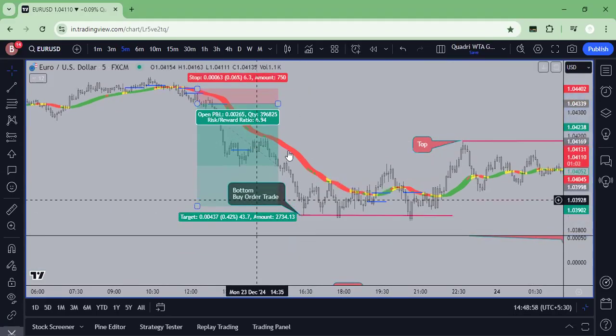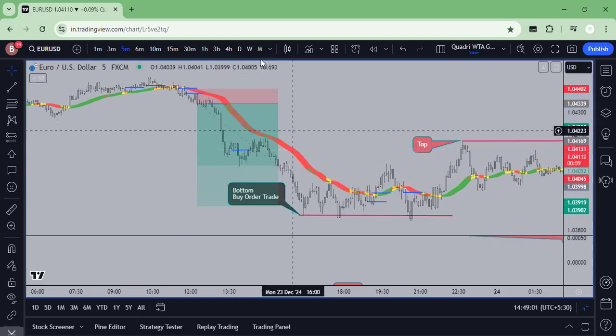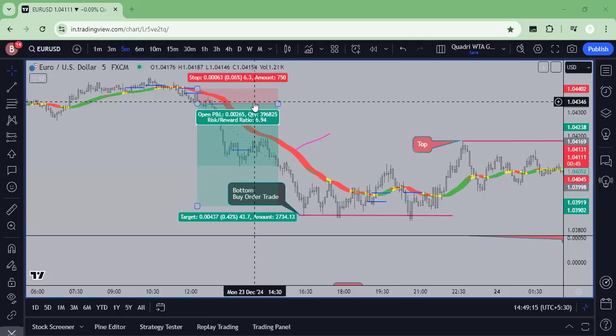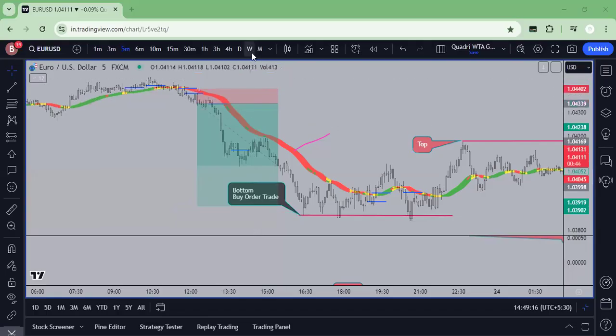This is the bottom. So you can exit either way. Either you can trail your stop loss based on the trailing stop loss which comes along with the 185 version, or you can exit based on your risk to reward. So it is 1:6, like 1:7. So I'm a different kind of trader.